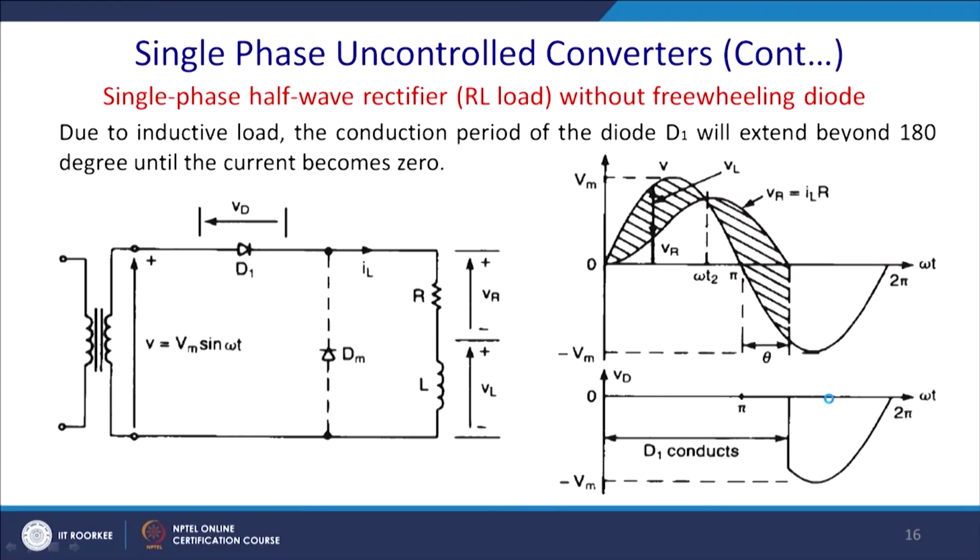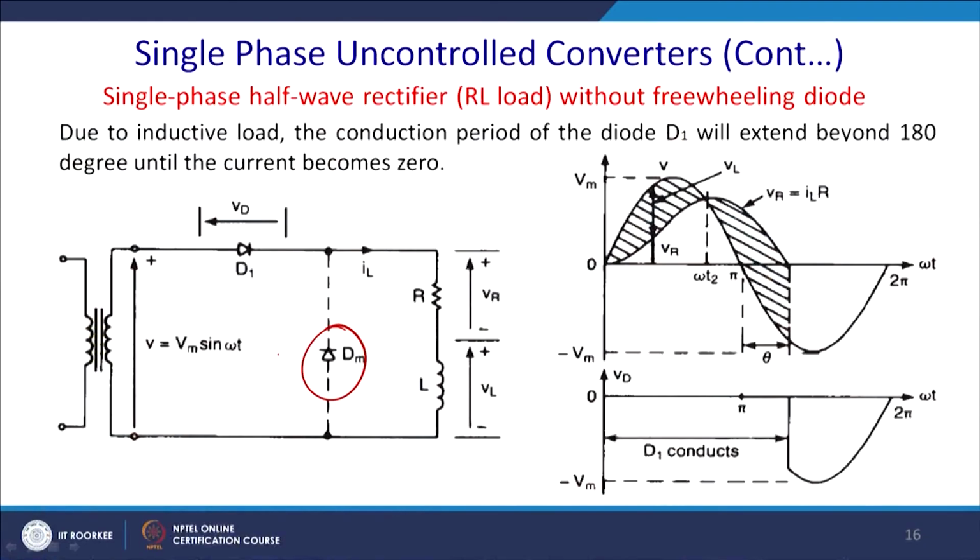Now, let us consider a single phase uncontrolled rectifier with RL load with the freewheeling diode. We have seen different kinds of topologies of the converter in our previous class with SPST switches. So, you have a diode and thereafter you have VL and VR.